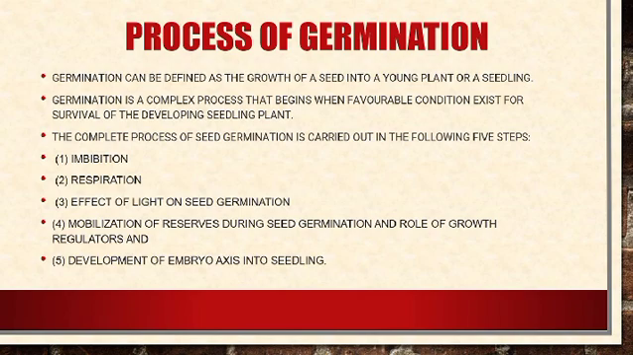It is a complex process, and the seed must get favorable conditions, then only it will develop into a young plant. There are various factors or favorable conditions that we shall study later on. Let us first discuss the process involved in seed germination. There are 5 steps. The first step is imbibition.